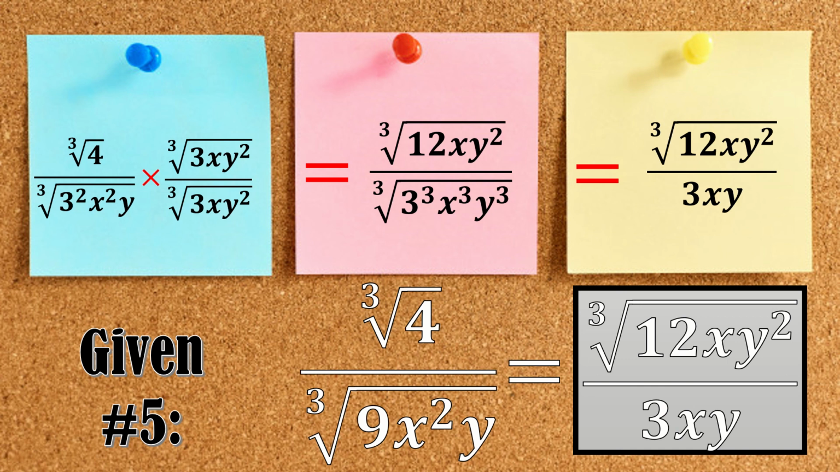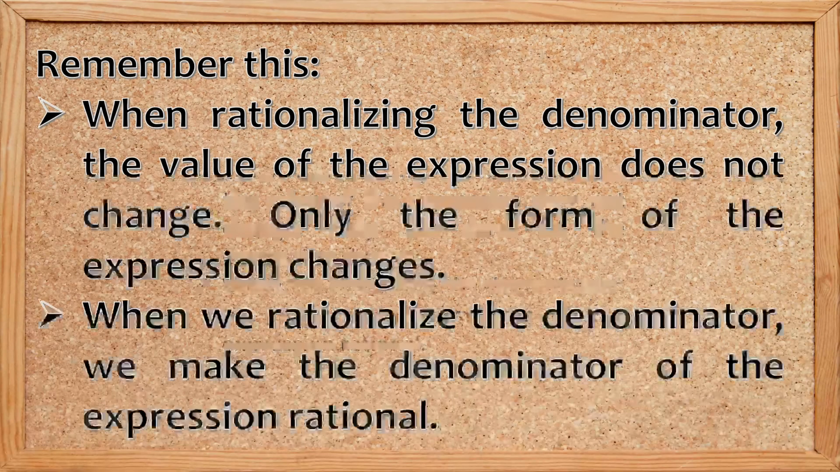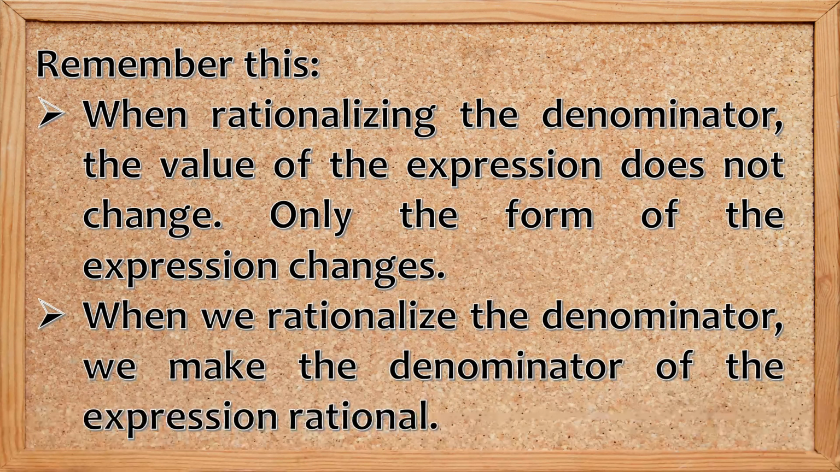In simplifying, cube root of 4 all over cube root of 9x squared y, that is cube root of 12xy squared all over 3xy. Remember this. When rationalizing the denominator, the value of the expression does not change. Only the form of the expression changes.